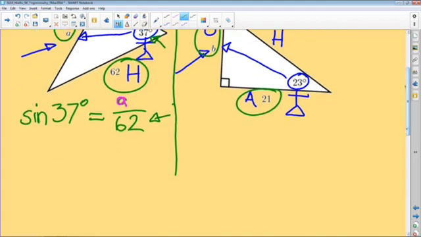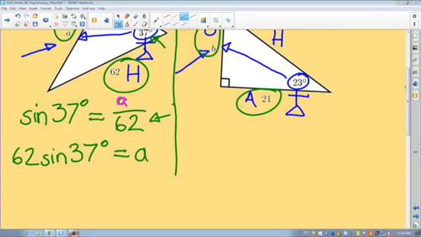And the way we're going to do that is, 62 is dividing on that side, so when we move it over, it's going to multiply. So that gives us 62 times sine of 37 degrees is equal to A. And I'm not sure about you, but I definitely can't do this in my head.